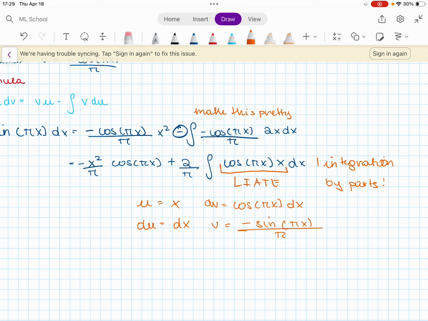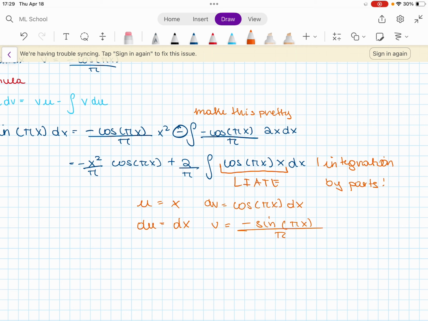So we start with our v, since this is our original formula. We start with the v, and it's just sine of pi times x divided by pi, and then we follow with our u, which will be x, minus the integral of v, which will be sine of pi x divided by pi, and then our du will be our dx. Okay, and then after this we can actually integrate this and we can make it pretty.